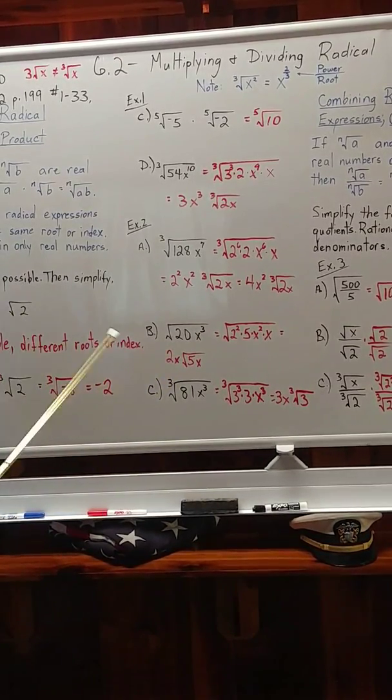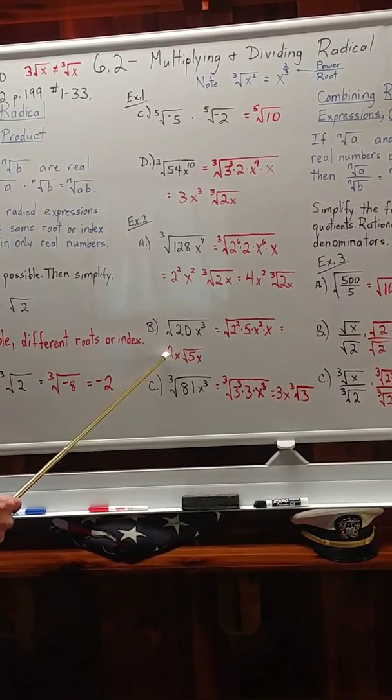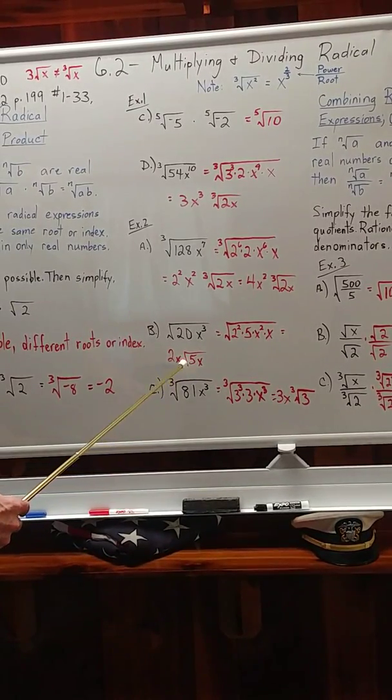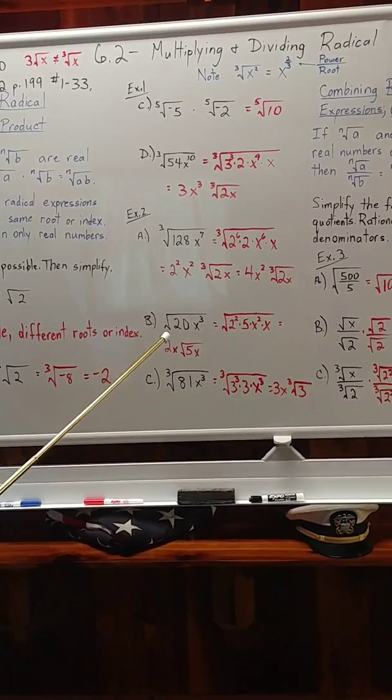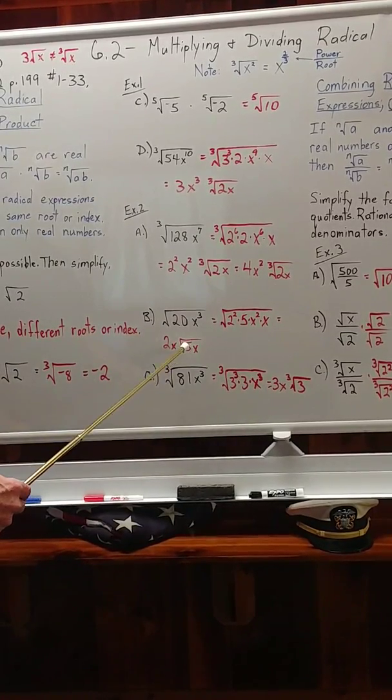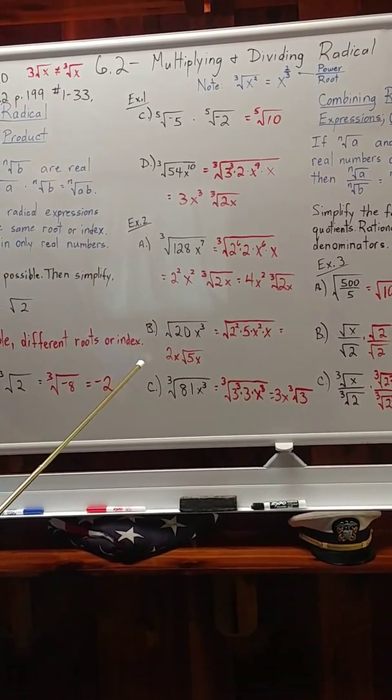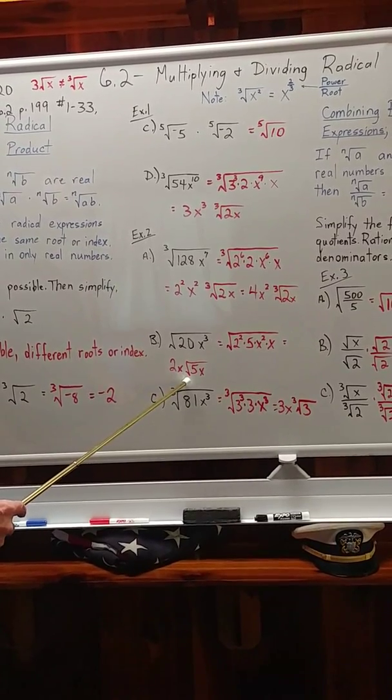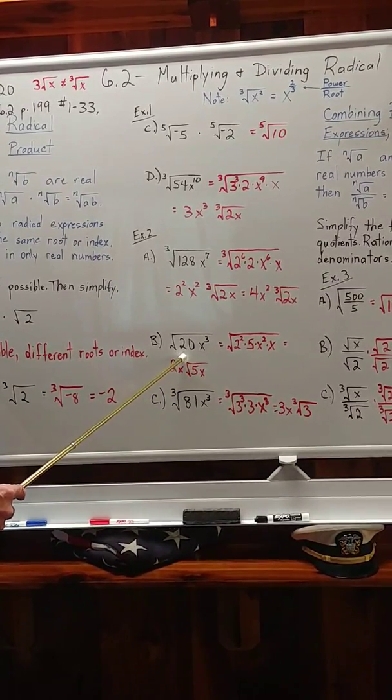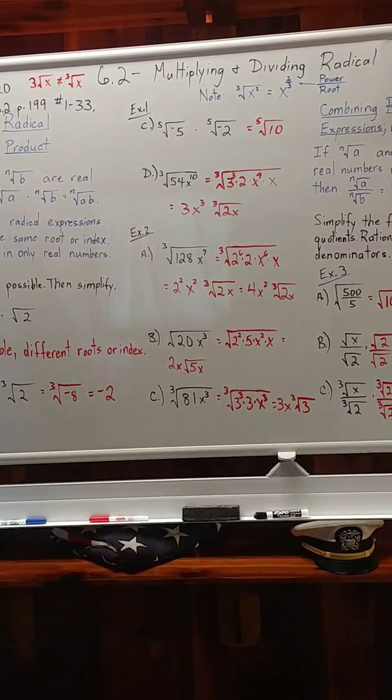I want to make sure that this answer is right as well. I must square the 2x to put it back under. If I square 2x times itself, I get 4x squared times 5, which gives us 20x to the third power under the radical. So I realize this answer is mathematically equivalent to this answer, but it's completely simplified.